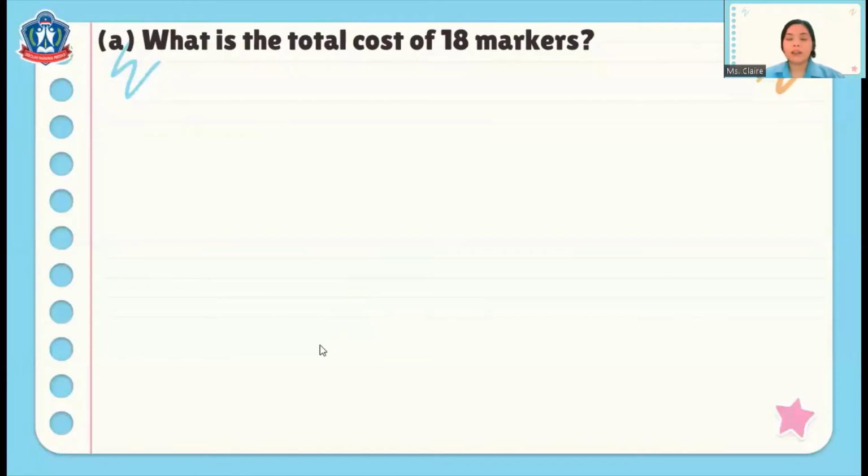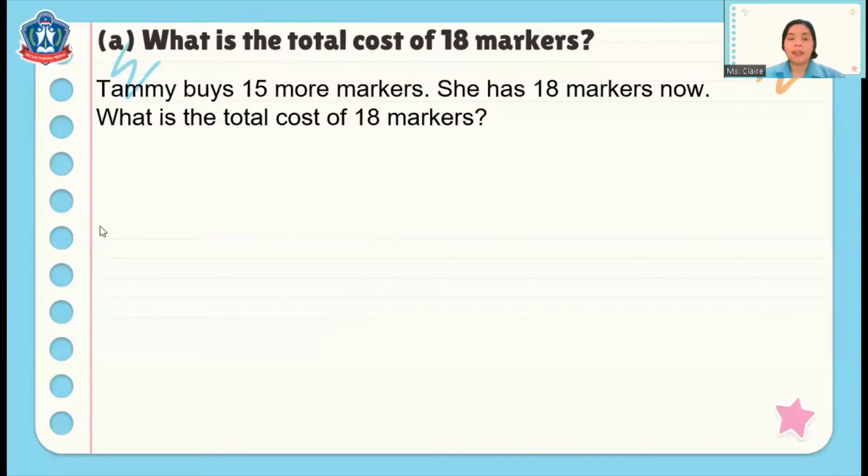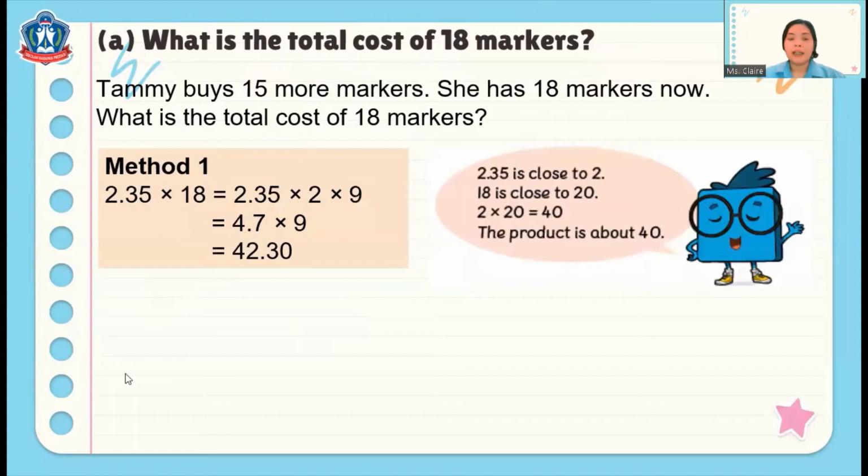Okay, another problem. What is the total cost of 18 markers? So Tammy buys 15 more markers. So from 3, it becomes 18 now. So what is the cost? So we will multiply this one. Earlier, the answer for the 3 markers, now 2.35 times 18.